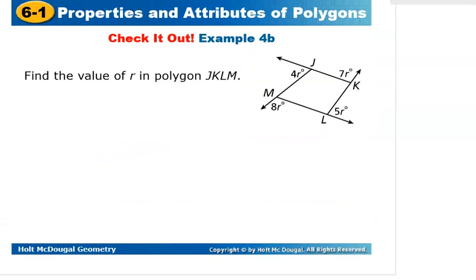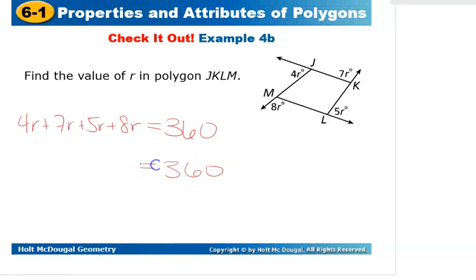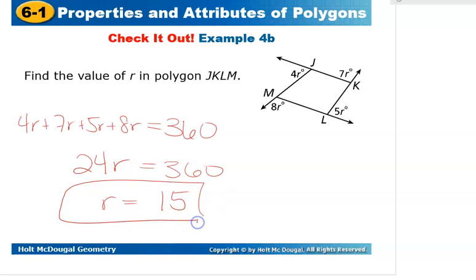Okay, and last one, find the value of r. So we got our exterior angles are going to add up to 360. And let's add them all up. 4 plus 7 plus 5 plus 8. So you just add them up. Get 24r. You do 360 divided by the 24. You guys know how to do these simple algebra things. You guys passed algebra and got here. So r equals 15. And if you're not sure, you can always plug it back in and check. There you go. There are our polygons.